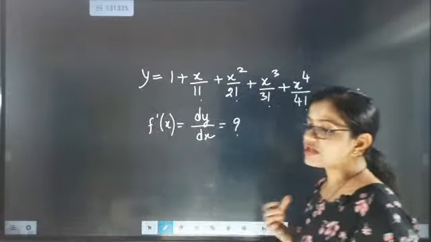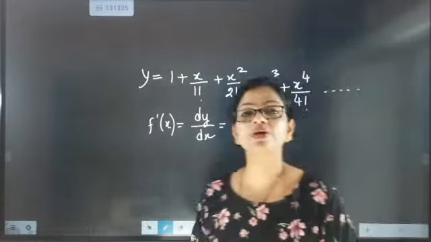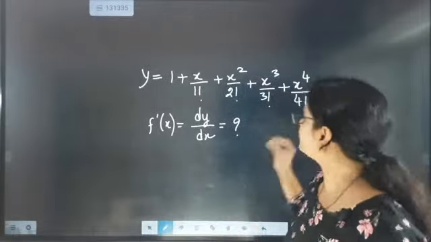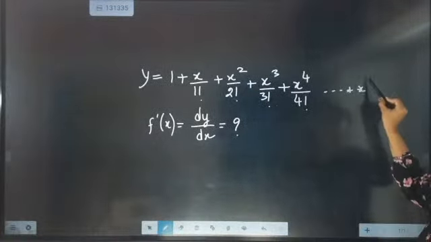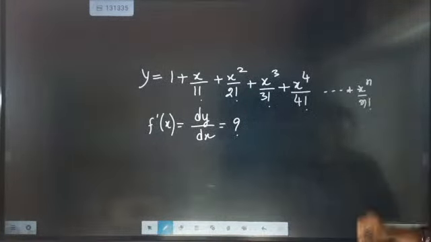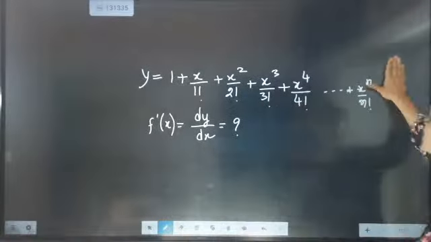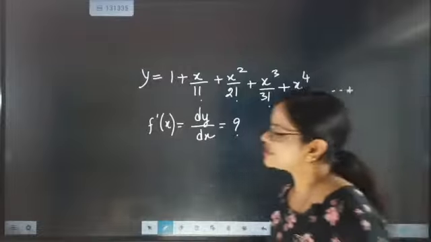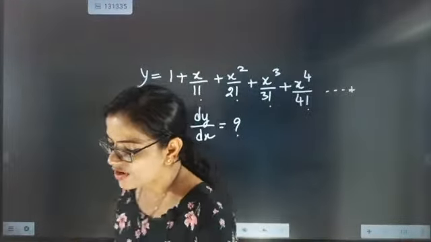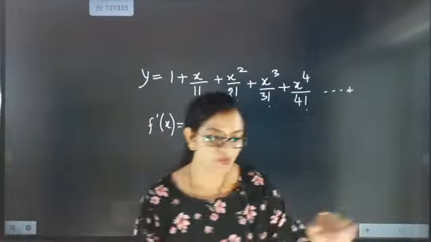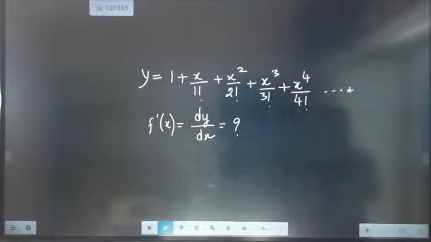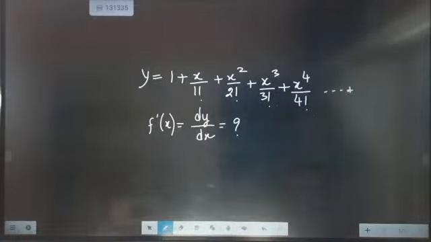The most important thing here is they have not given any limitation. If they had written it like x to the power n by n factorial, then we could have thought of doing something. But the most important thing is they have not written it like this. It means whenever you find the derivative, it will keep on going. It is not going to stop.